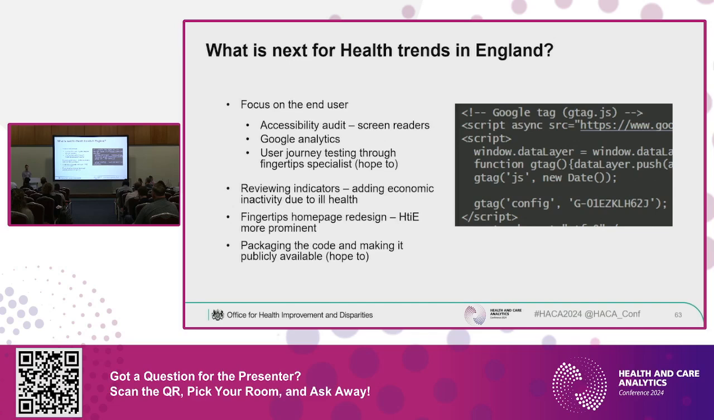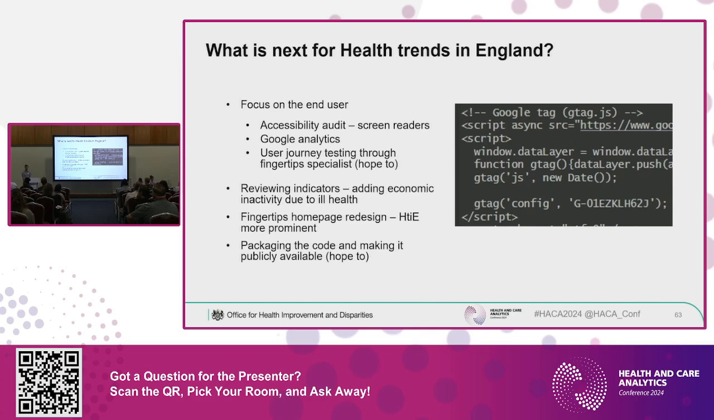And then there's checking that the indicators we've included are the right ones. In a follow-up meeting we had with the Deputy CMO, she suggested a particular indicator around economic inactivity due to ill health. That's one that we'll be developing with our wider determinants team within population health analysis, and then presenting it through Fingertips and into Health Trends.